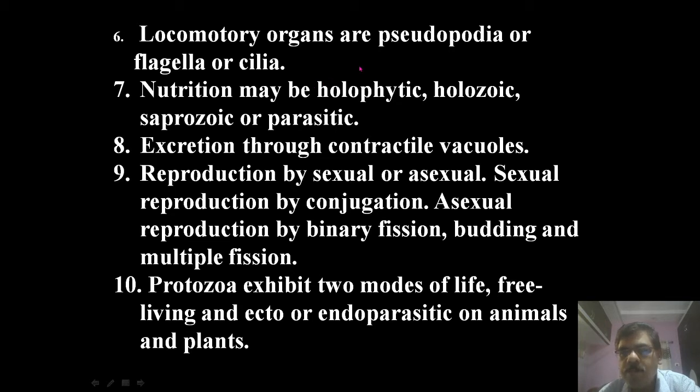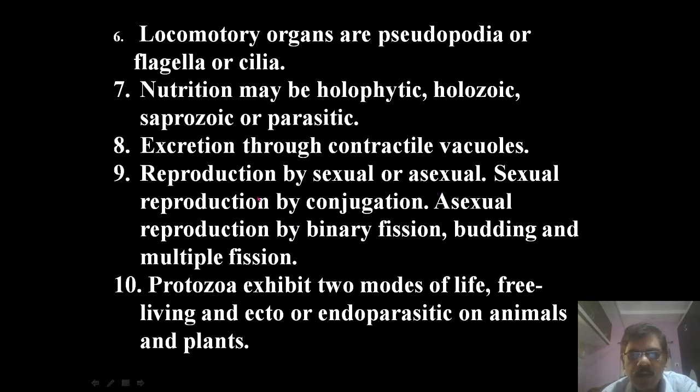Nutrition may be holophytic. Holo means complete, phytic means plant, that is plant-like. Holozoic means completely animal-like. Then saprozoic, feeding on dead and decaying organisms, or parasitic, that is surviving at the expense of others. Excretion is through contractile vacuoles, meaning the single-celled animal has contractile vacuoles which are meant for excretion. Then reproduction is by sexual or asexual means.